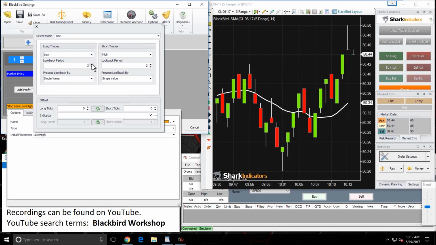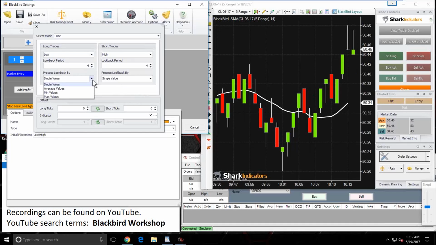And if I go 3, let's see. Well, we just closed a bar here, so I'll up it to 4. So we got 1, 2, 3, and then the red bar here, this would be the 4th bar back. And so with a process look back of single value, it's going to be using the low of that red bar.